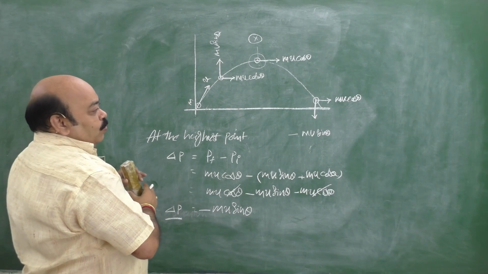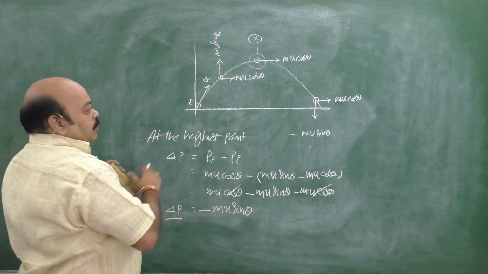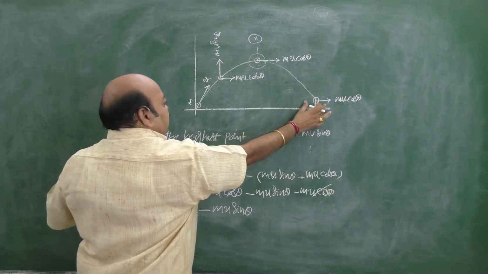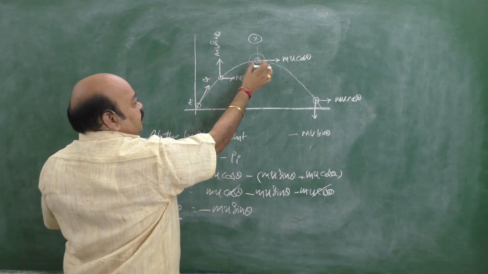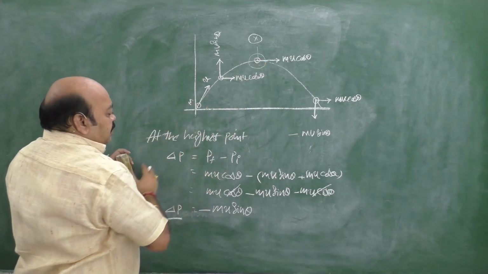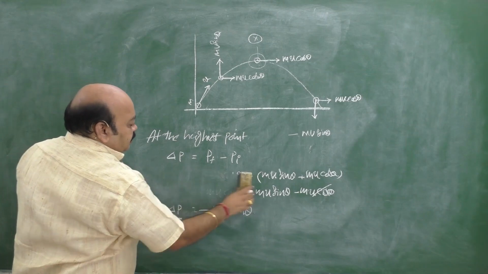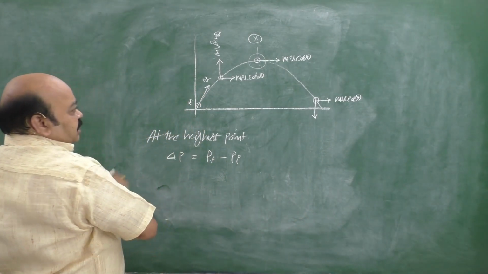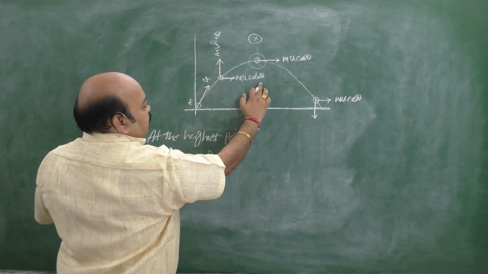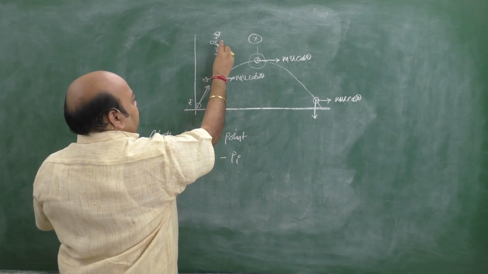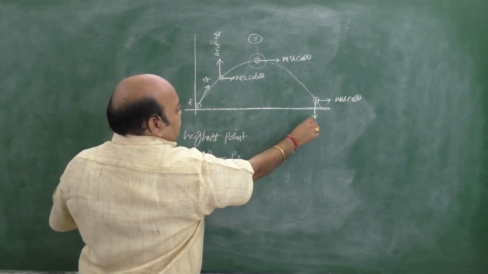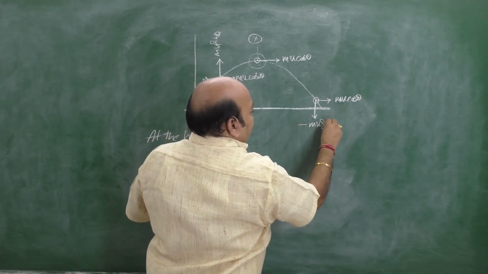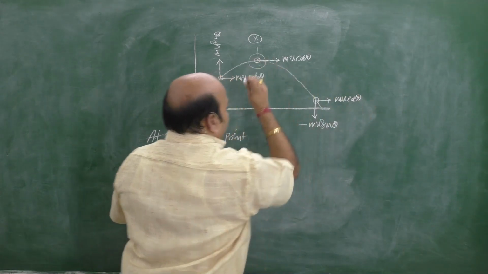Now, what will be the change in momentum between the starting and ending points? In the previous case, it was the starting point and the highest point. At the initial point, once again this is the same. Observe carefully, no confusion, it is a very simple thing. Initially what do we have? Horizontal component mu cos theta, vertical component mu sin theta, and finally the vertical component is minus mu sin theta, with horizontal mu cos theta as this.